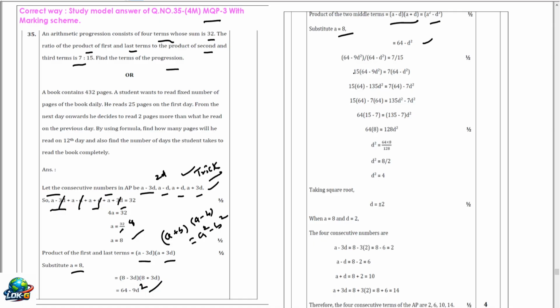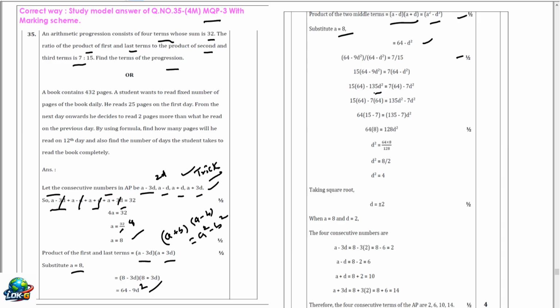Take 15 to the left, you will get 15 into 64 minus 9D square. Take 64 minus D square to the right. For this you will get half marks. Observe marks also. Right? 7 into 64 minus D square. Remove the bracket. 15 into 64 minus 9 fifteens is 135 D square is equal to 7 into 64 minus 7 D square.